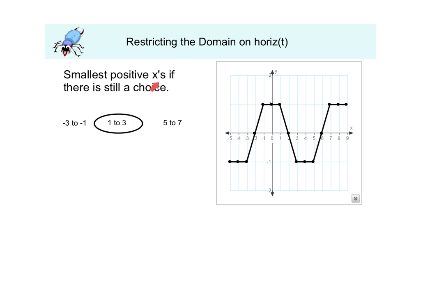The smallest possible x's are what you choose when there's still a choice. So the smallest positive x's go from 1 to 3. So we're going to restrict our domain between 1 and 3 seconds for the purposes of finding an inverse function.